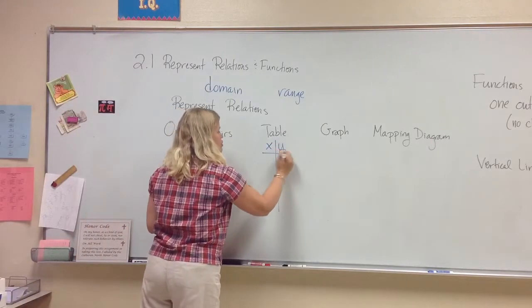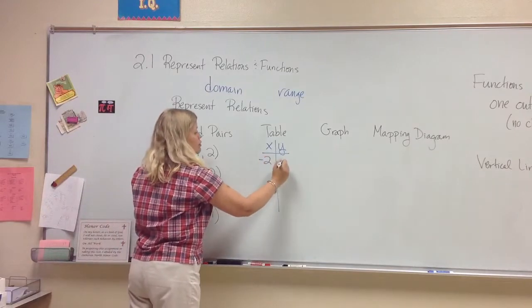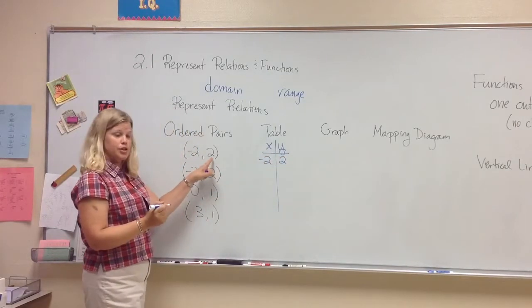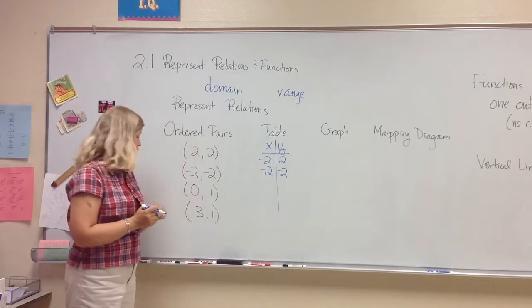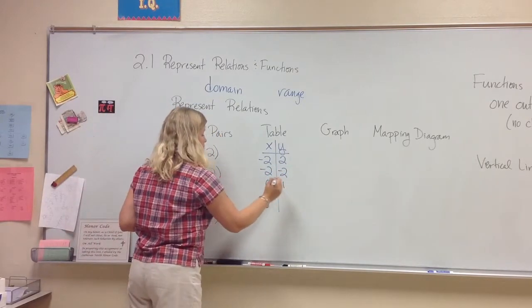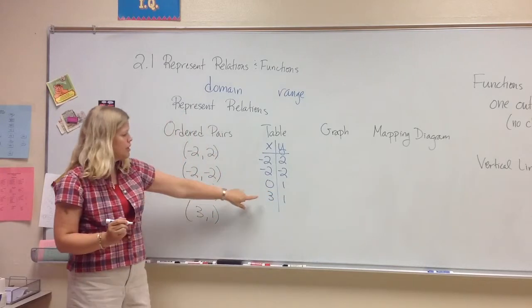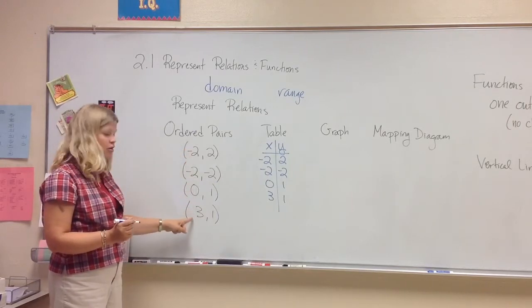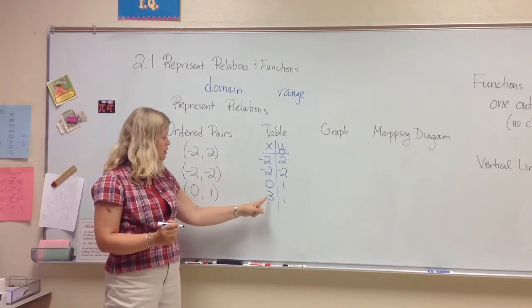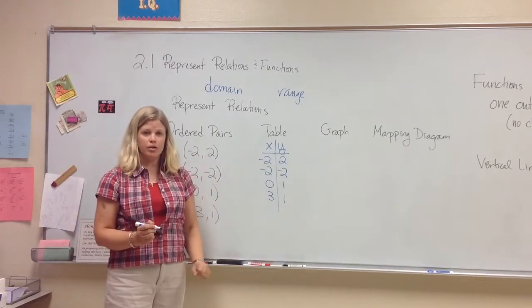So we can also show the same relationship in a table. -2 matches up to 2. -2 can also match up to -2. 0 can match up to 1. And 3 can match up to 1. Once again, the domain are all these first numbers, the first part of the pair. The range is the second part.